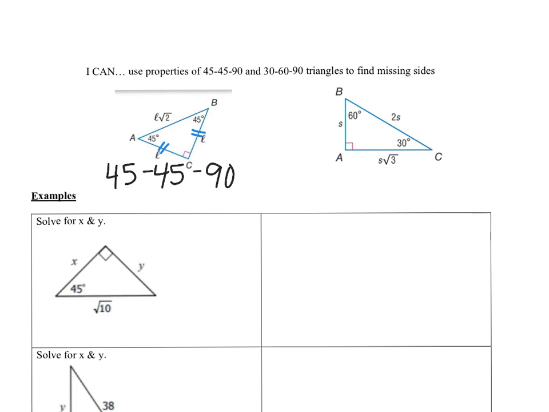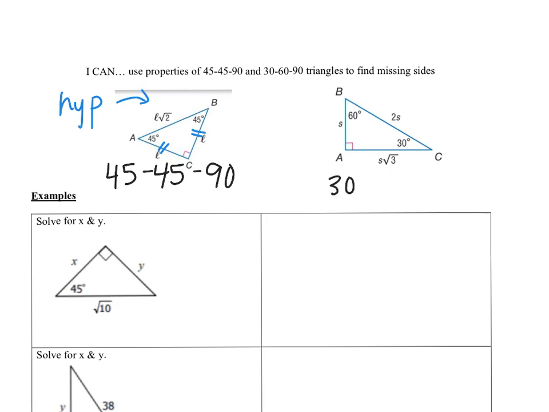In order to find the hypotenuse, we're just going to take one of those legs and multiply it by the square root of 2. So we have the leg, and then the leg times root 2 is equal to the hypotenuse. And that's our 45, 45, 90.